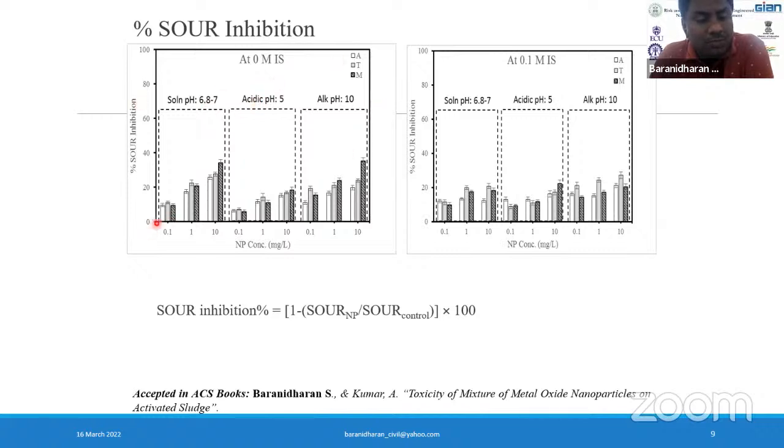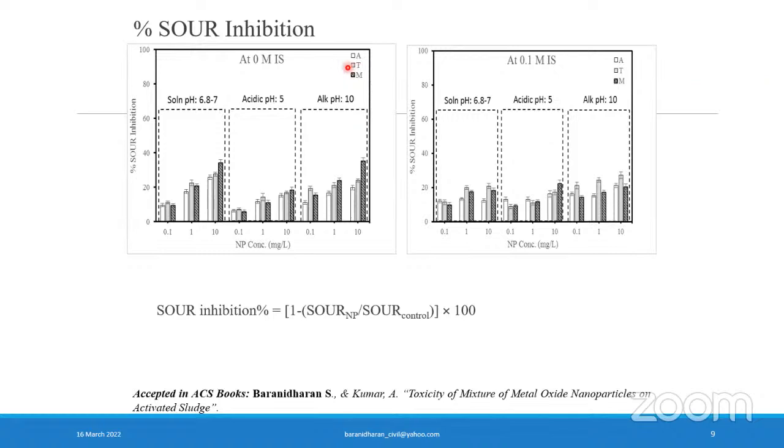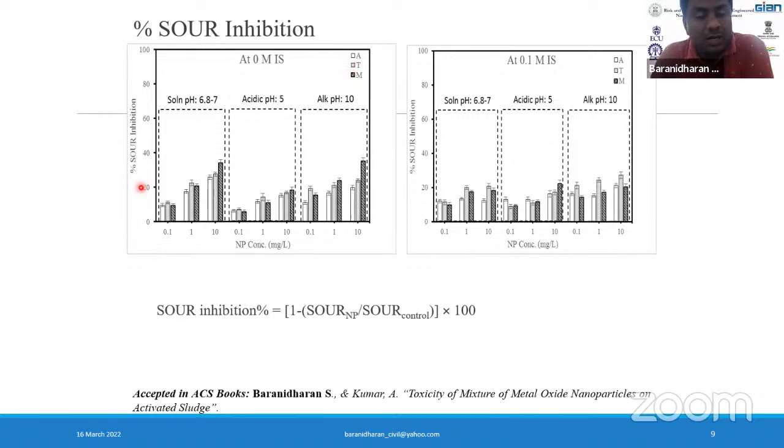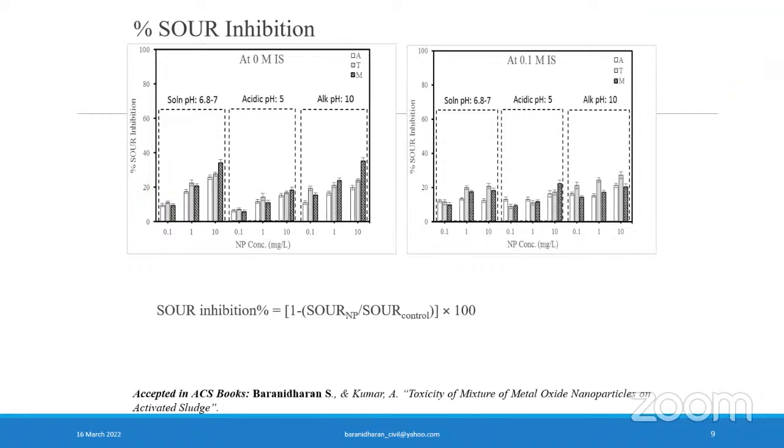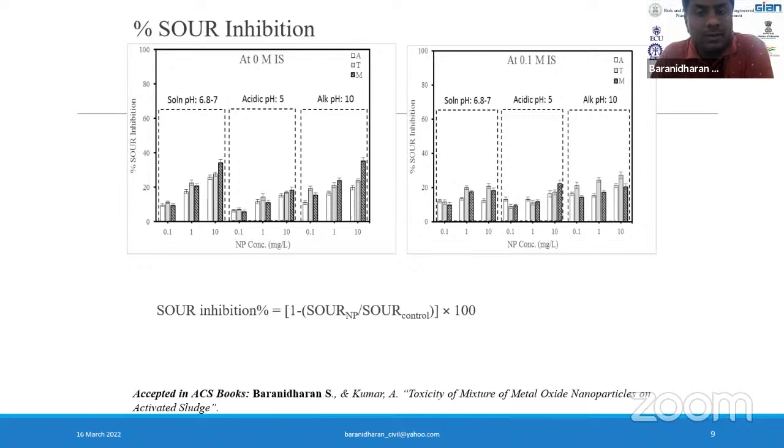With respect to these three, the blank bar denotes silver, the slightly hazed one denotes titanium, and the bars with diagonal hatching denote the mixture of these two nanoparticles. So when this specific uptake rate was, yes. At different pH conditions, how do these nanoparticles behave?